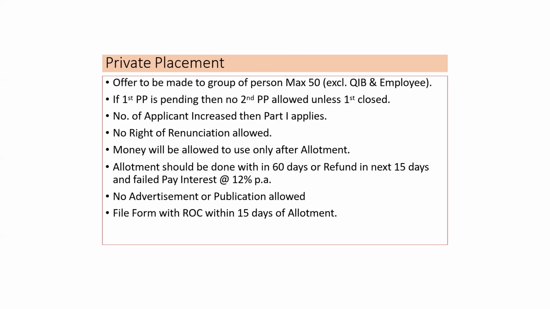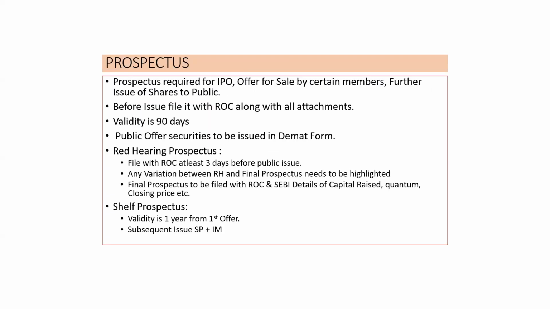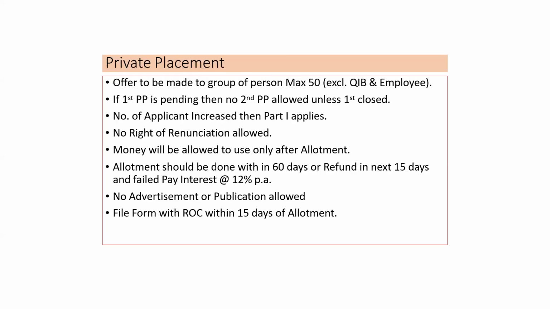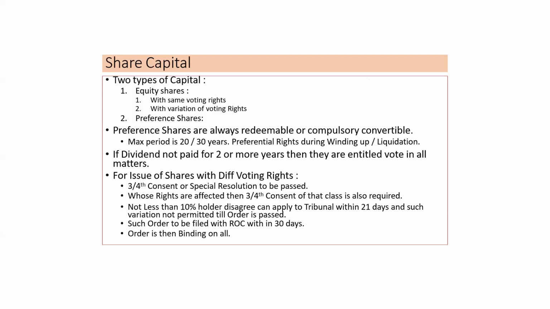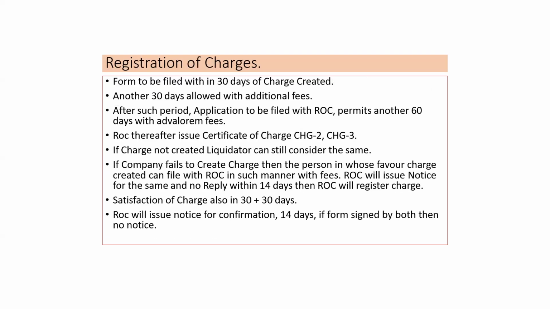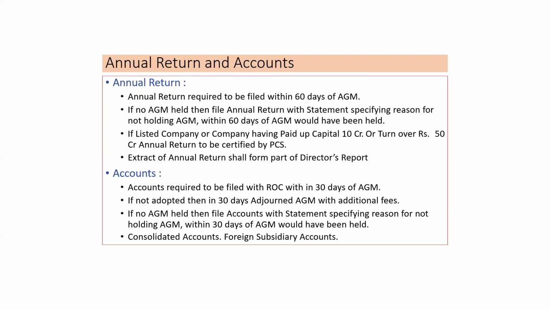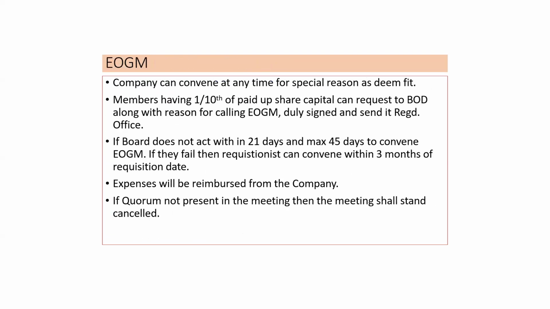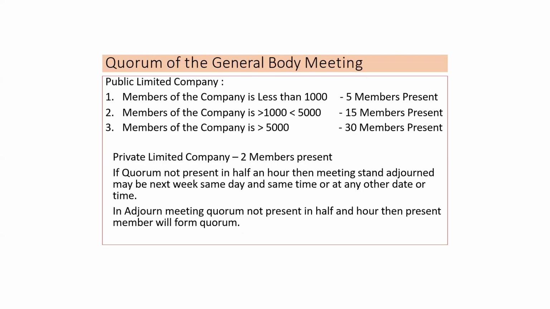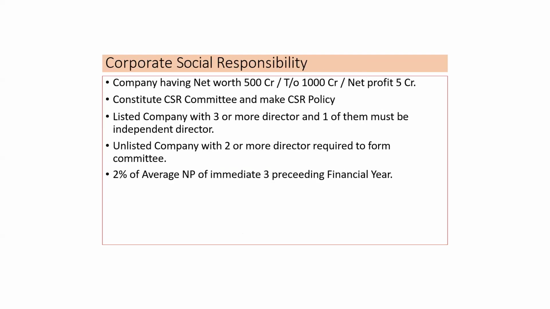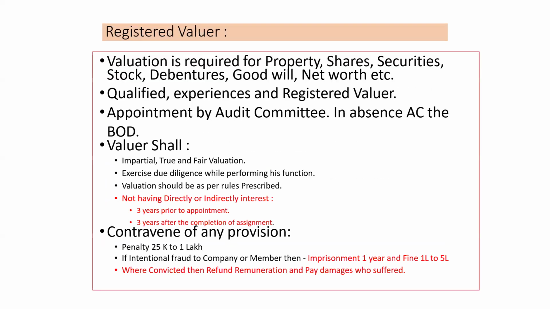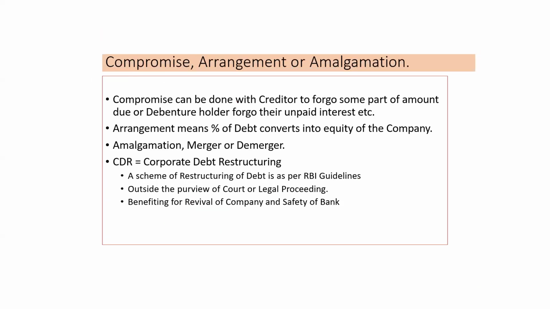और इसमें क्वेश्चन देखो ज्यादातर कहां से पूछेगा, या तो पूछेगा आपका प्रोस्पेक्टस में से. प्रोस्पेक्टस में पूछ लेता है रेड हेरिंग प्रोस्पेक्टस या शेल्फ प्रोस्पेक्टस. ठीक है. शेयर कैपिटल, रजिस्ट्रेशन ऑफ चार्ज, एनुअल रिटर्न्स में कई बार पूछ लेता है एजीएम वगैरह कितने पीरियड में होनी चाहिए, क्या है. कोरम के ऊपर कई बार सवाल पूछता है, सीएसआर रिस्पॉन्सिबिलिटी पर. रजिस्टर्ड वैल्यूज में पेनल्टी प्रोविजंस पूछ लेता है आपसे.